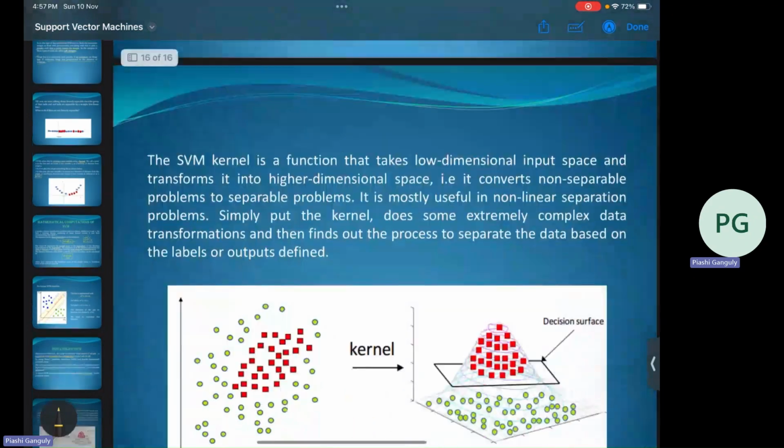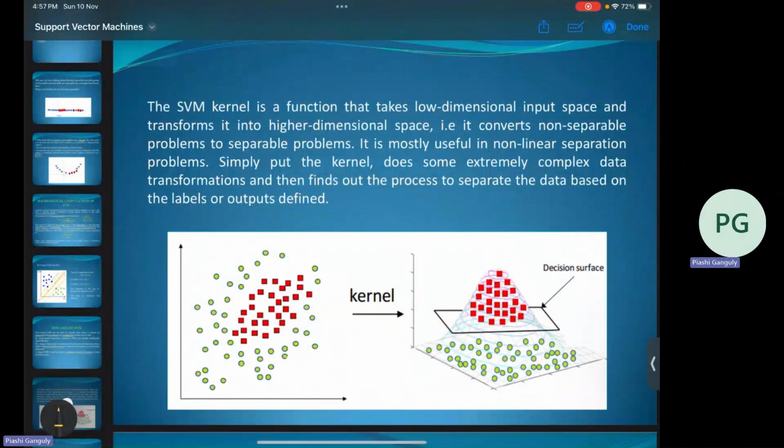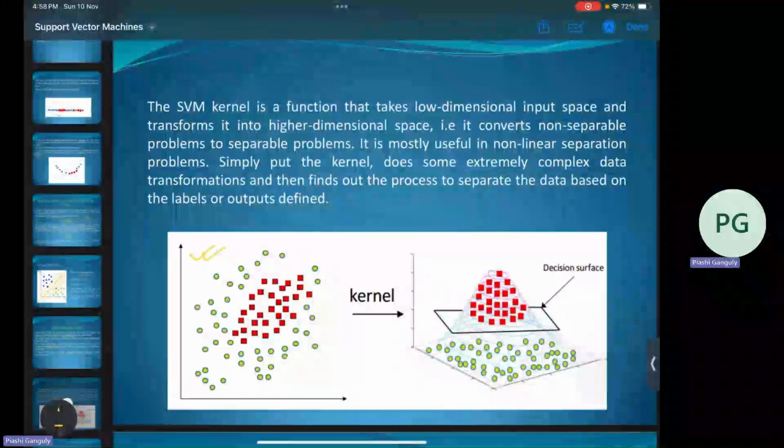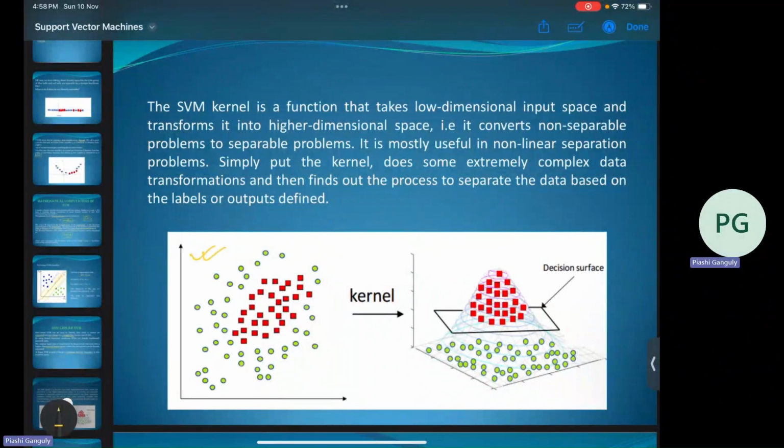If we see here, the left side picture shows a non-linearly separable data set. An SVM kernel is a function that takes the low dimensional input space and transforms it into a higher dimensional space. So it converts non-separable problems into separable problems. When we pass it through the kernel function, we get linear separability through this plane, which we can mark as our decision surface or boundary.